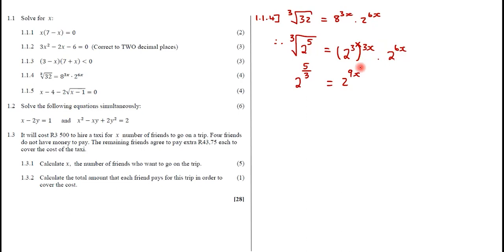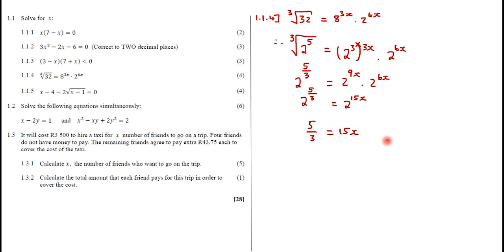Now here I can skip a step and say, because I have bases that are the same, I can just add the powers, or I can just keep it like that. So let me just keep it like that so that I don't leave anyone behind. Then here I'm going to have 2 to the power of 9x plus 6x, which will be 15x. Now the main goal here was to get the same bases. As you can see, we have the same bases. So having the same bases means we can then drop the powers.